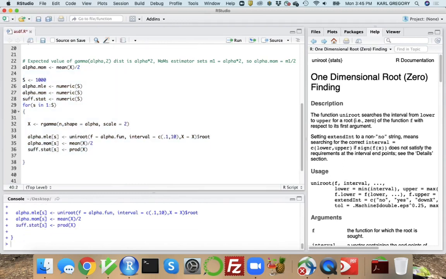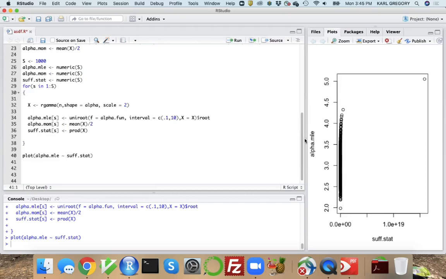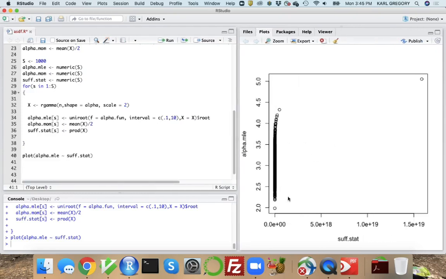What I want to show is if I plot the MLEs against the sufficient statistics, I'm going to get something that looks like this, which is kind of ugly. The product of the x's can get extremely huge because it's just taking the product of a bunch of numbers. So this is not a nice looking graph, but we can see that it kind of follows a function. We would get a nicer looking graph if I just plot against the log.